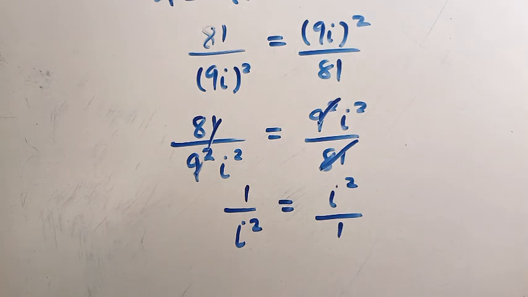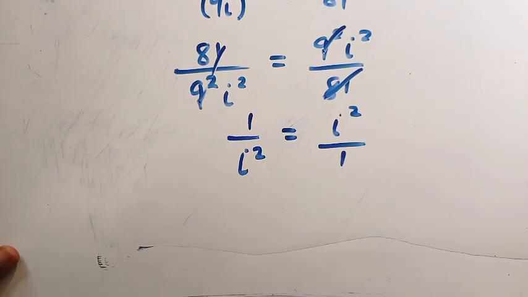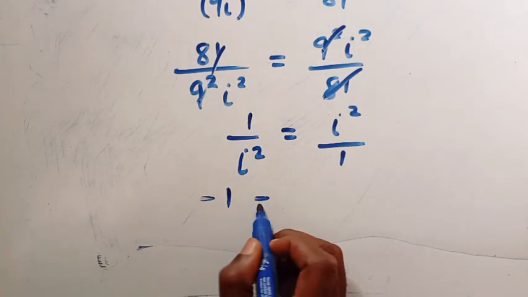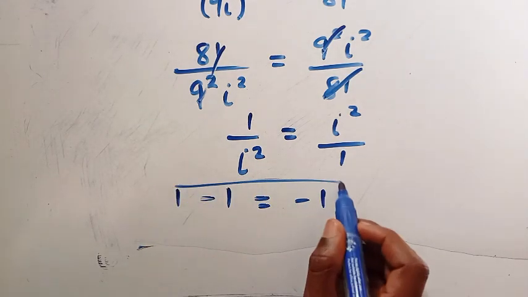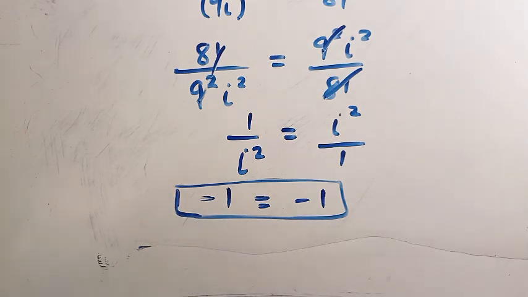And if we have 1 over i squared, as we know that i squared is minus 1, we have this as minus 1 equals minus 1. So the two sides are correct. That is, the first t is the solution to this problem. Let's check for the second solution.